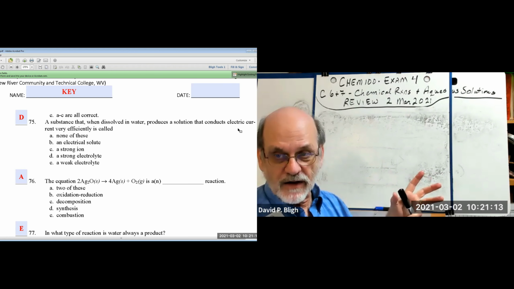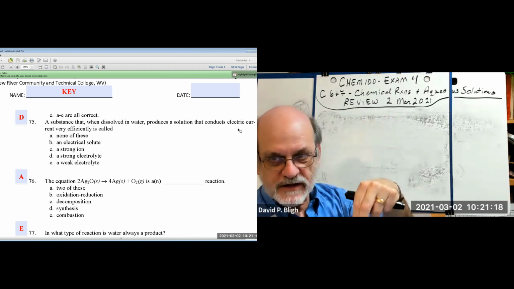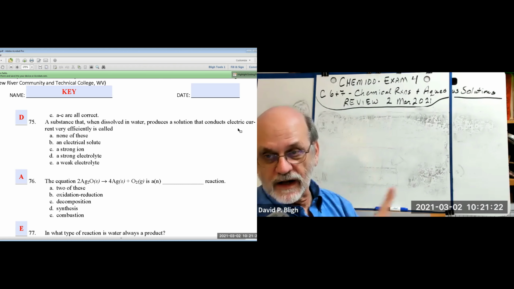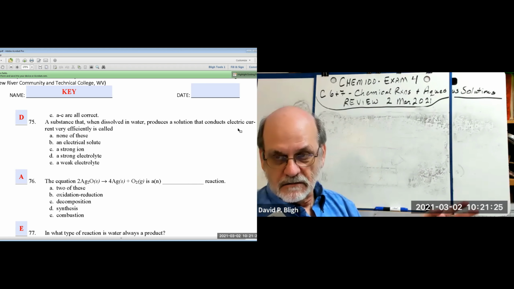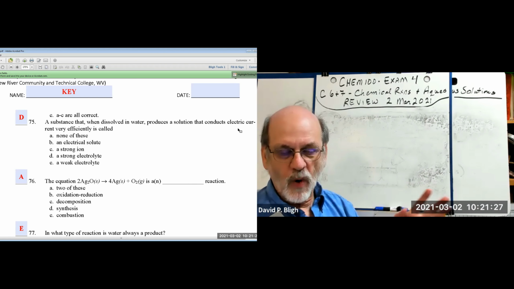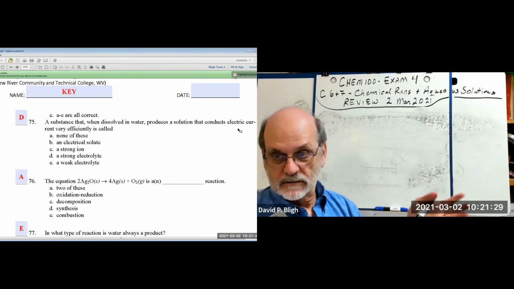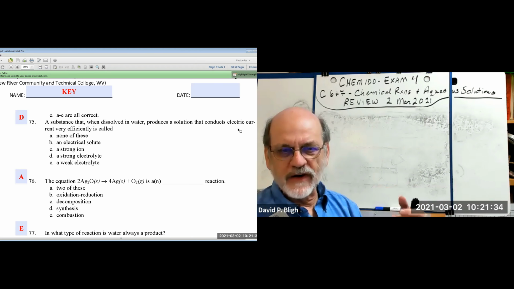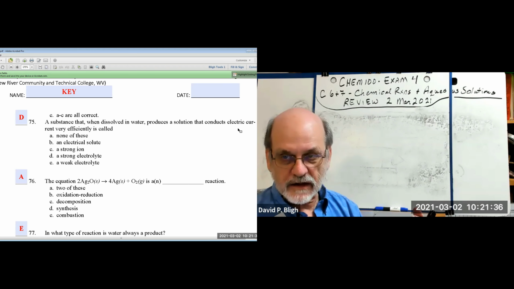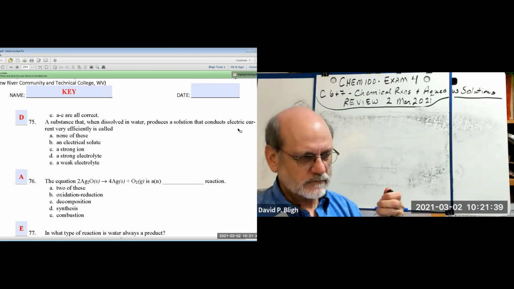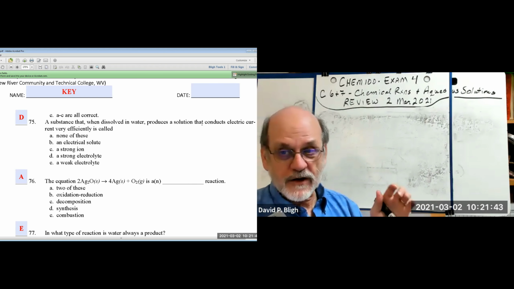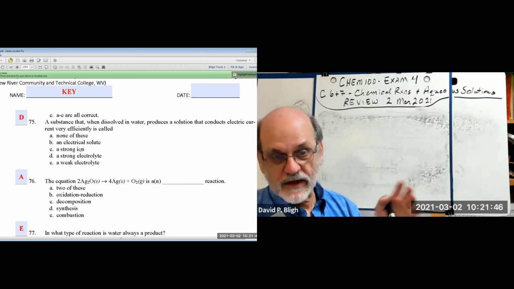If it makes those ions, then the circuit can be completed between two electrodes that are placed in the solution. If there are no ions to carry the current from one electrode to the other, then it's a non-conductor, like pure water or sugar. Put sugar in water, it will not conduct electricity. Any covalent compound that goes into solution will not conduct. In this case, if it's very efficient, it's a strong electrolyte. Right? So that's why D is the answer.